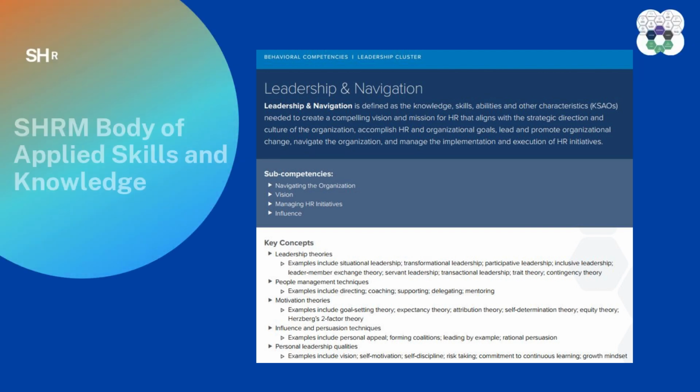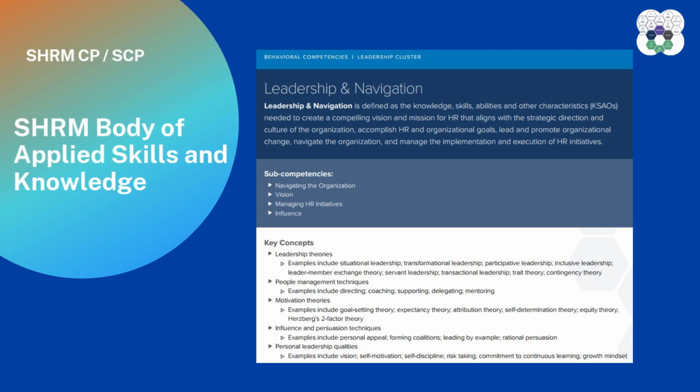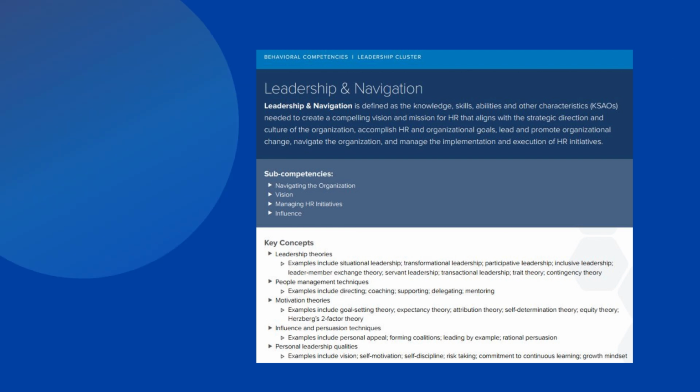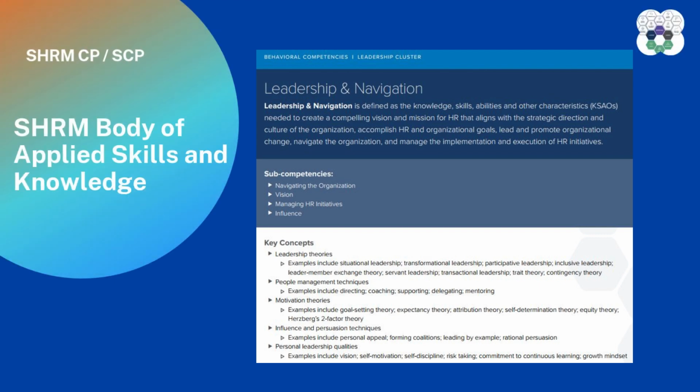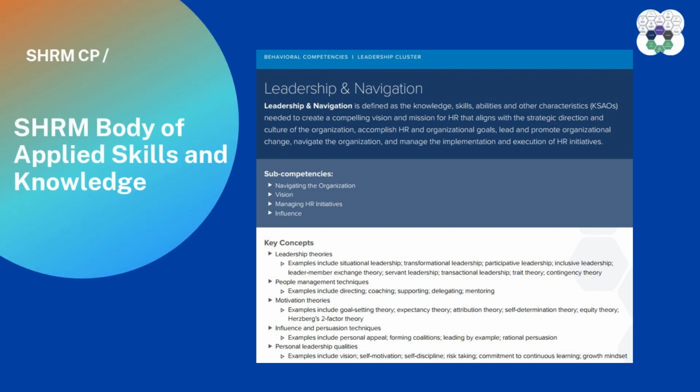Subcompetencies. Navigating the organization. Vision. Managing HR initiatives. Influence. Key concepts. Leadership theories. Examples include situational leadership, transformational leadership, participative leadership, inclusive leadership, leader-member exchange theory, servant leadership, transactional leadership, trait theory, contingency theory. People management techniques. Examples include directing, coaching, supporting, delegating, mentoring.